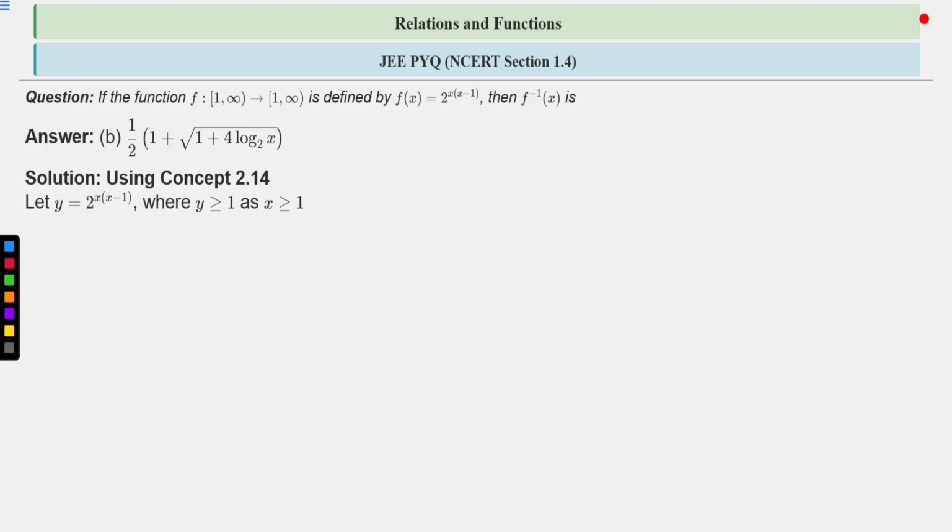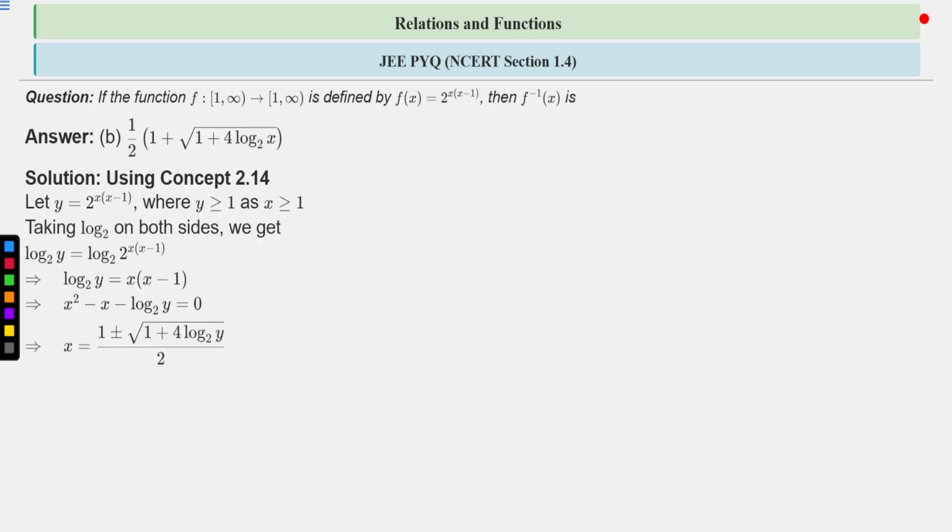Let y equal to, we have assumed y is equal to 2^(x(x-1)), where y is greater than or equal to 1 as x is greater than or equal to 1. Now taking log base 2 on both sides, what we get? We will get log 2 y is equal to log 2 of 2^(x(x-1)). So we will get log 2 y is equal to x times (x-1). After solving this, we will get x^2 - x - log 2 y = 0. And after solving this, we will get x = (1 ± root over (1 + 4 log 2 y)) / 2.